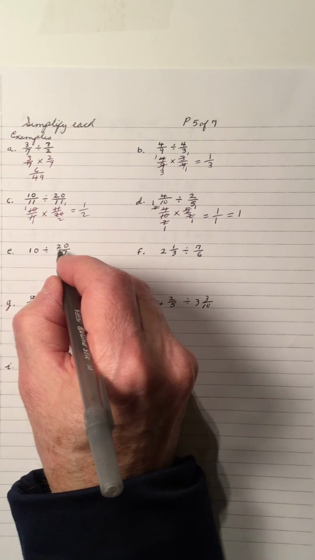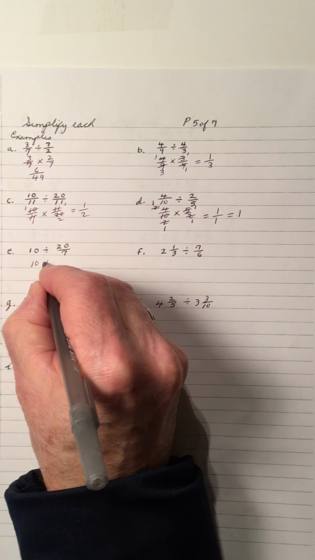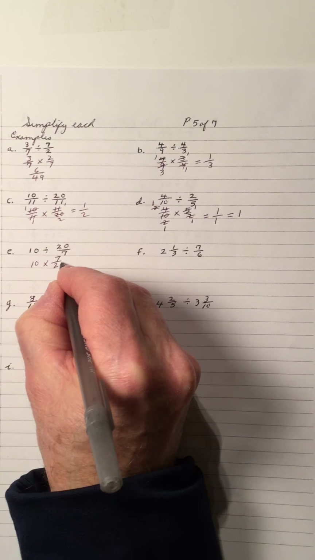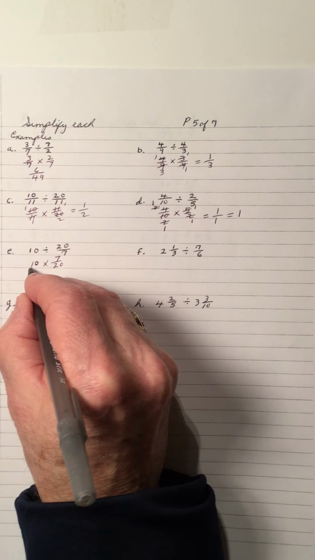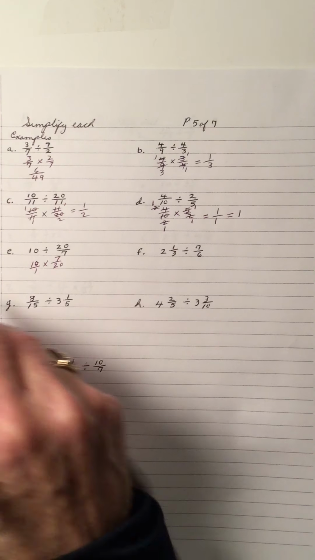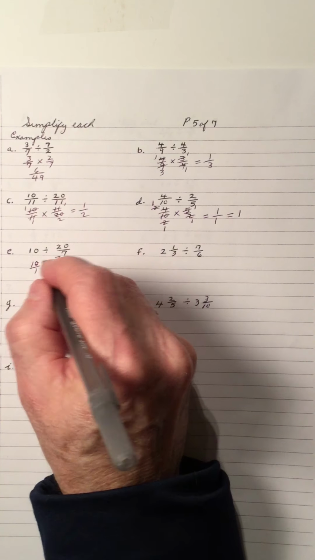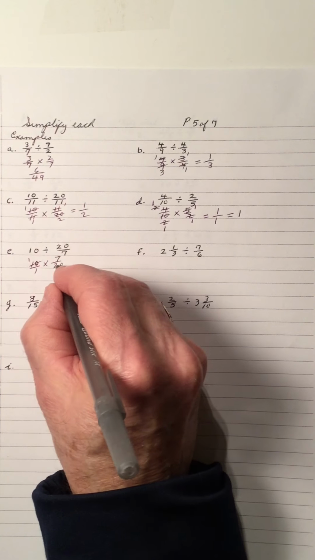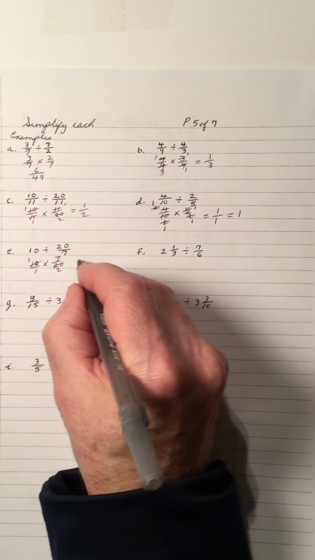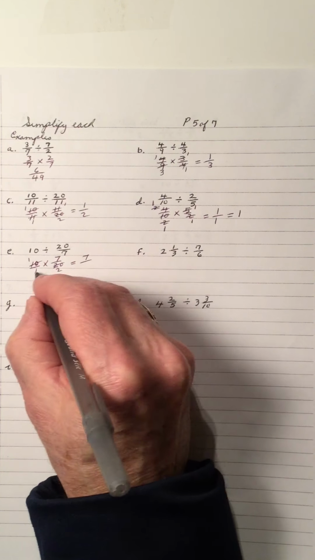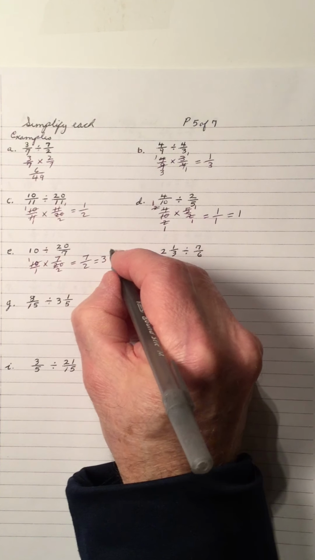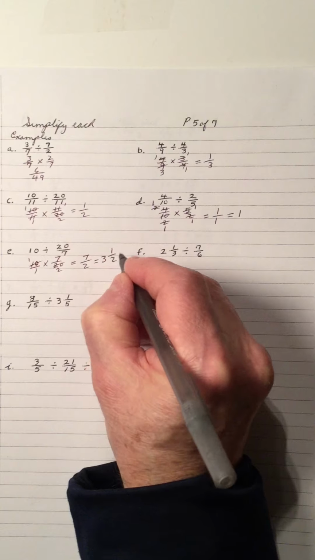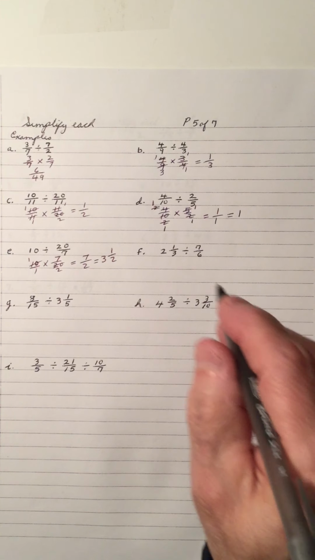E, 10 divided by 20 over 7 is 10 times 7 over 20. Again, keeping the idea that 10 is the same as 10 over 1, now you can see that the 10 and the 20 will cancel. 10 into 10 goes once, 10 into 20 goes 2. 1 times 7 is 7. 1 times 2 is 2. And 2 into 7 goes 3 times, makes 6, and there's 1 left over, so it's 3 and 1/2.